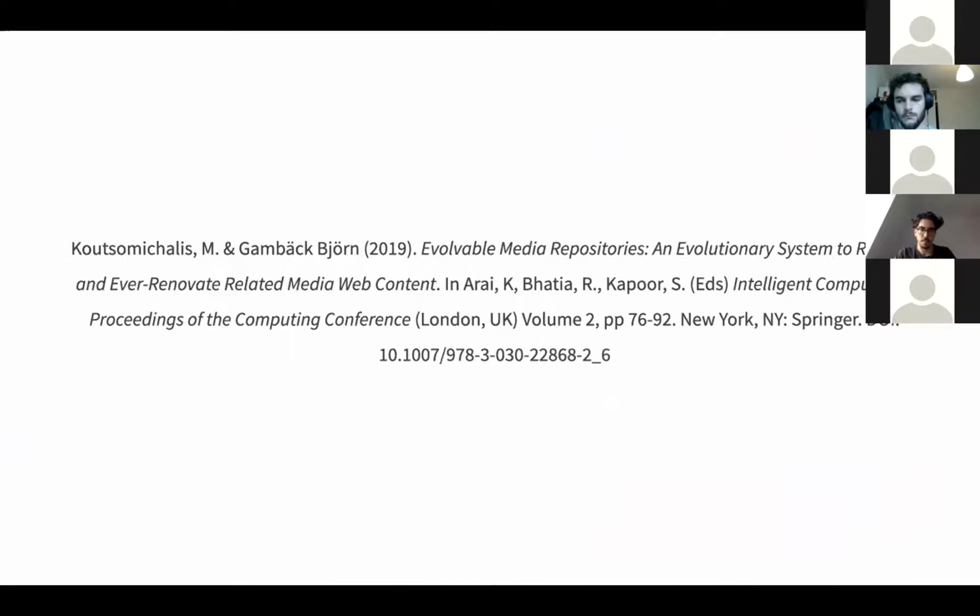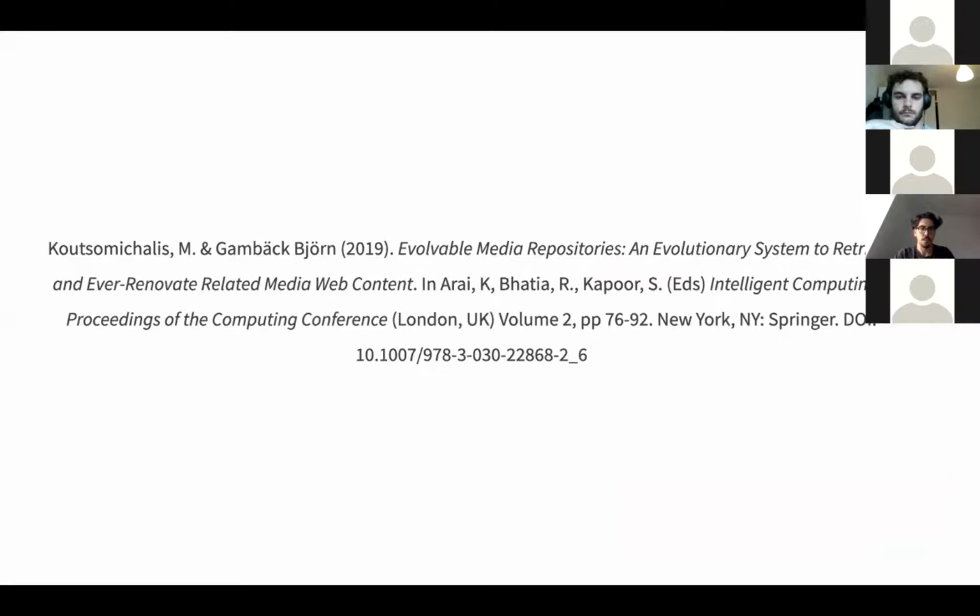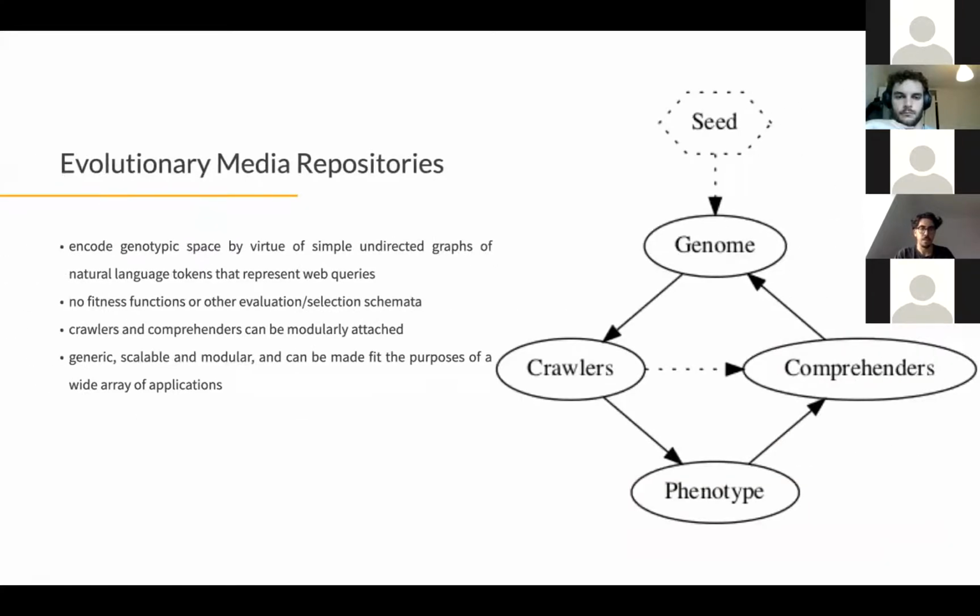The core component of this system is this database management system. I have a link to the paper here, Evolvable Media Repositories. I have a few slides briefly examining the system because it's quite a core component of everything. But if you're interested in this in more detail, you can look at this paper. So essentially, in a nutshell, this is the figure that you see exemplifies the process. There is a genomic space which comprises undirected graphs of natural language tokens. It's important to note that natural language here stands for any kind of natural language, as long as it can be represented using the Unicode character set.